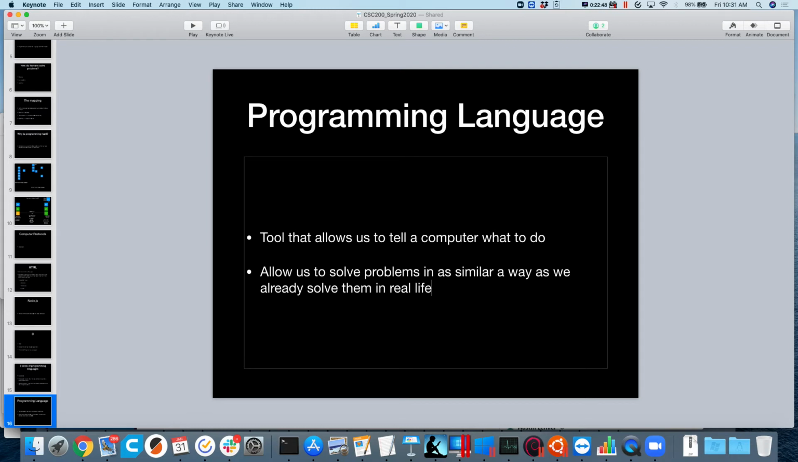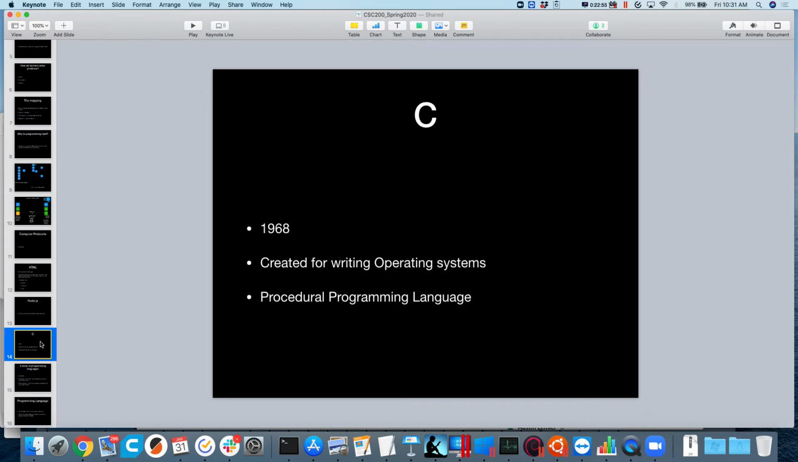So we want this to let us solve problems in a similar way as we already solve problems in real life. So we go back to C, being a procedural language. 1968, how powerful were our computers compared to our computers today? Not very powerful, right? Computers today are probably faster than what we had in 1968. More memory, faster processors, better everything.